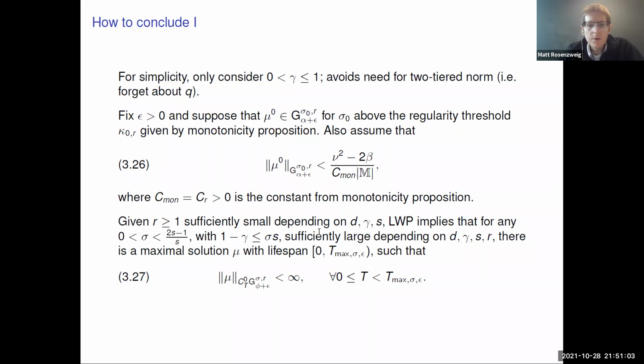So local well-posedness tells me that for some sigma small, I have a solution on some interval that takes values in g sigma r phi plus epsilon. The important thing here is that sigma is a priori less than the regularity of the initial datum and the regularity of this kappa naught r, which corresponds to the monotonicity proposition. So I have local existence of solutions in a rough space, and I have monotonicity in more regular spaces. So how do I use both of these results?